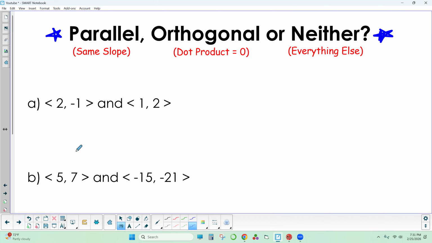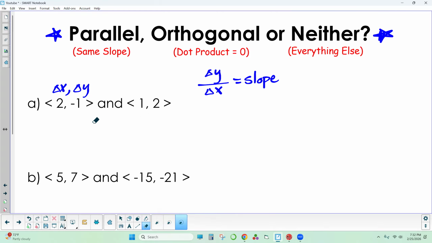So remember that the components here are change in x and change in y. So if we take the change in y and put it over the change in x, we have a slope. All right, so we're going to look at these two slopes. And if you remember from Algebra 1, if they are the same slope, they are parallel. And if they are negative reciprocals of each other, they are perpendicular. So there's our orthogonal right there. So we actually don't even have to use the dot product for this exercise. As long as these are two-dimensional vectors, then this is going to work.